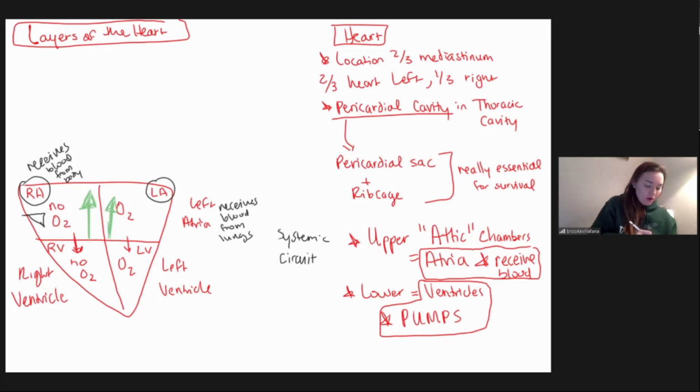So layers of the heart. So we have the sac layers, and then we also have the heart layers. So the sac layers and then the heart layers.